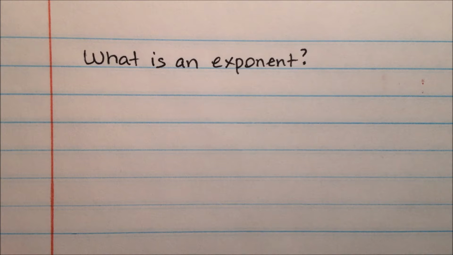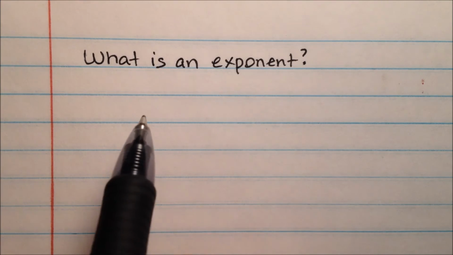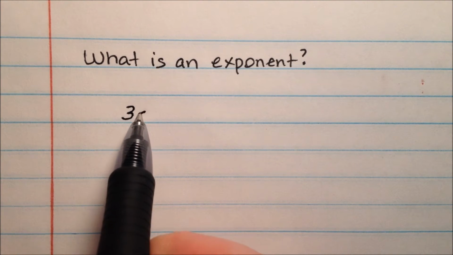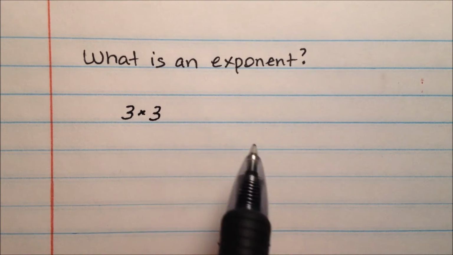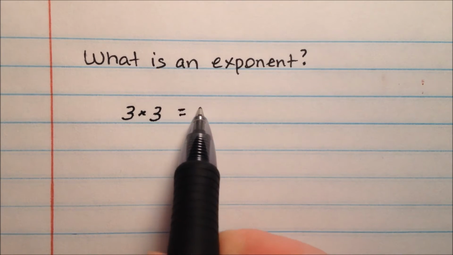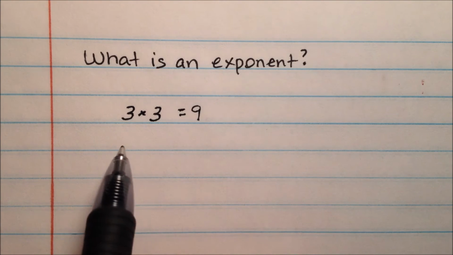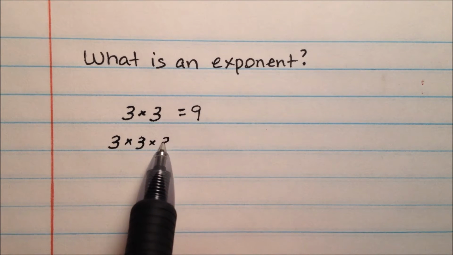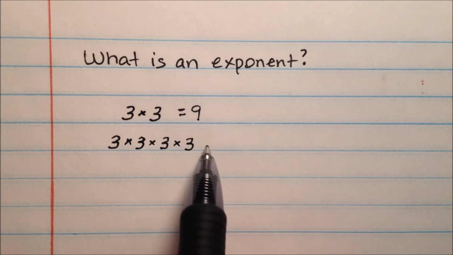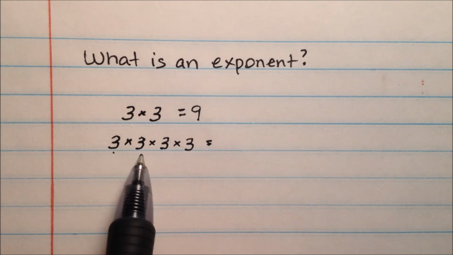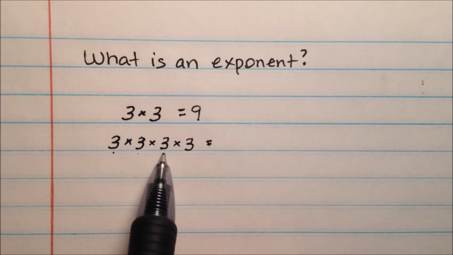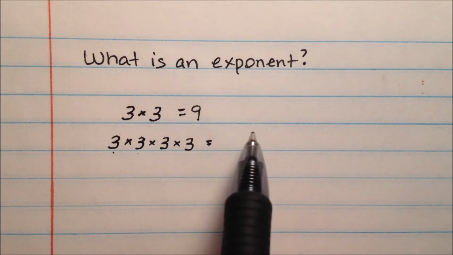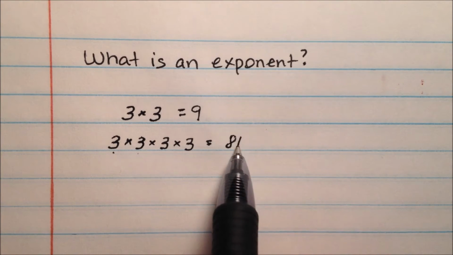Most of the time when we multiply two numbers together, we write it using a multiplication symbol in the middle. So 3 times 3, and we can say that's 9. Or even when we're going to multiply the same number multiple times together, 3 times 3 times 3 times 3, we can say 3 times 3 is 9, 9 times 3 is 27, and 27 times 3 is 81.